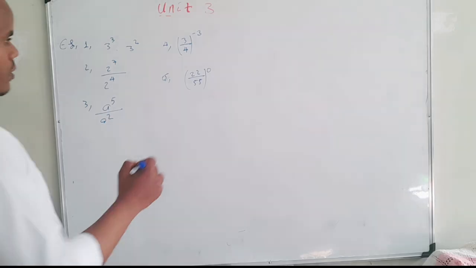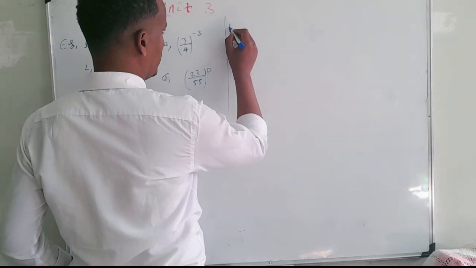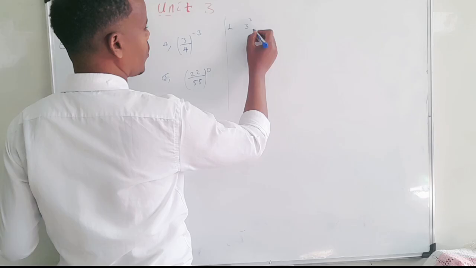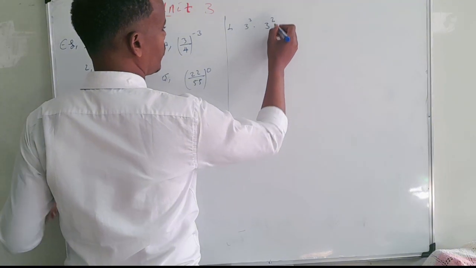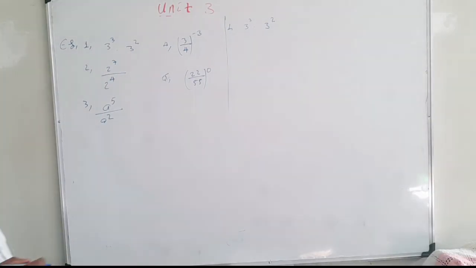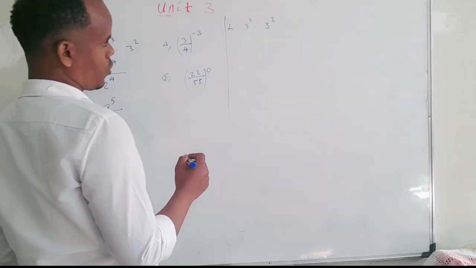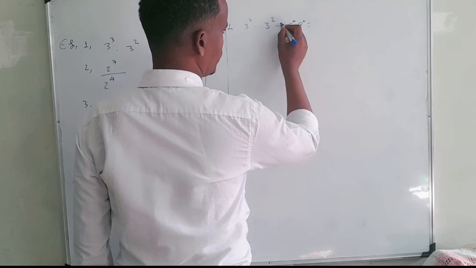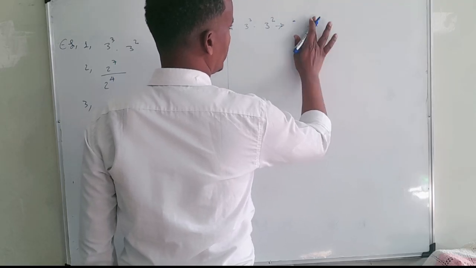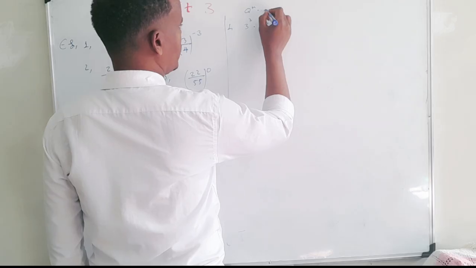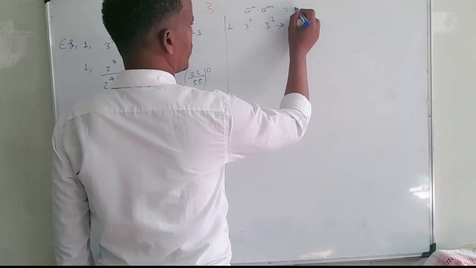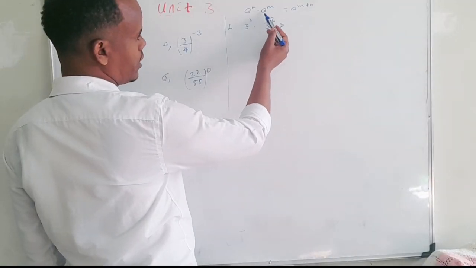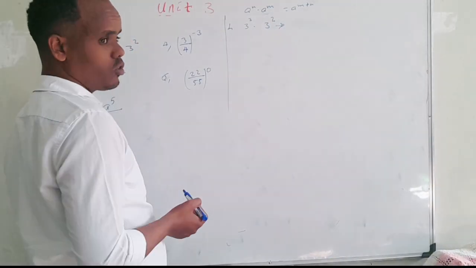Solution number 1. We use the product rule: a to the power of m times a to the power of n equals a to the power of m plus n. The product rule says to add the exponents if the bases are the same.